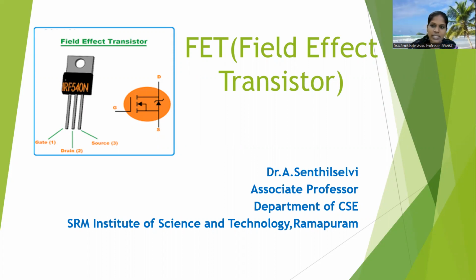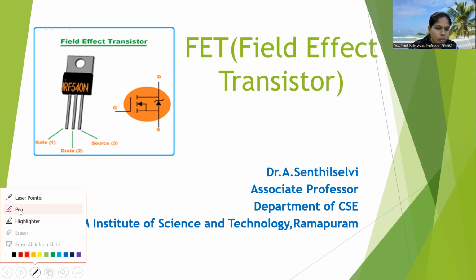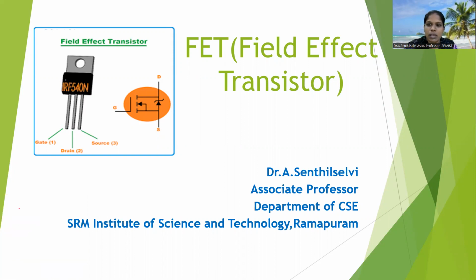In the first class we discussed the basic types of transistor. Transistors are classified into two types: BJT and UJT. What is BJT? Bipolar junction transistor. Here the working is based on both electrons and holes, that's why it is called bipolar junction transistor. There is also the unipolar junction transistor, where the working is based on either holes or electrons. Under junction transistors, we are going to discuss the field effect transistor.